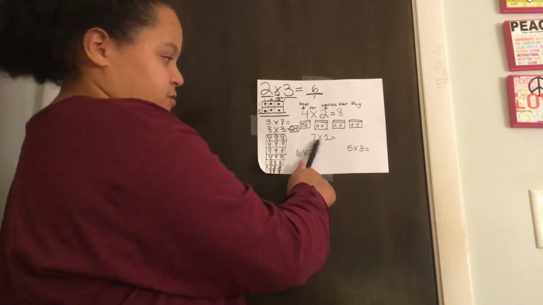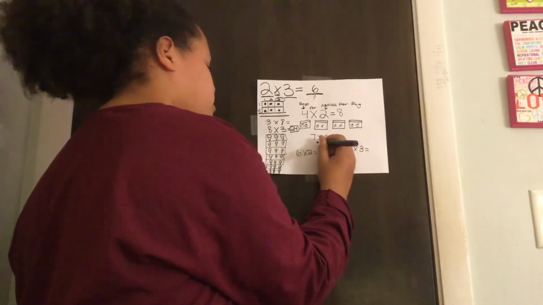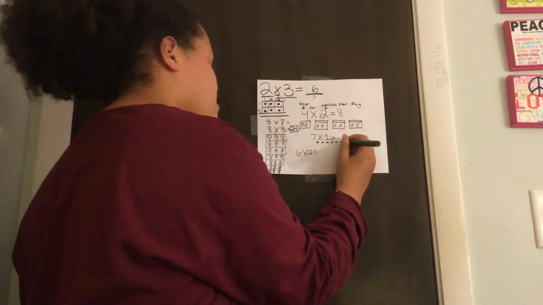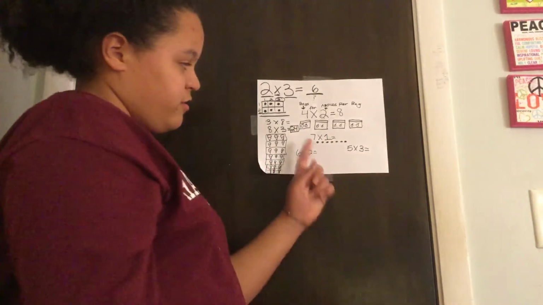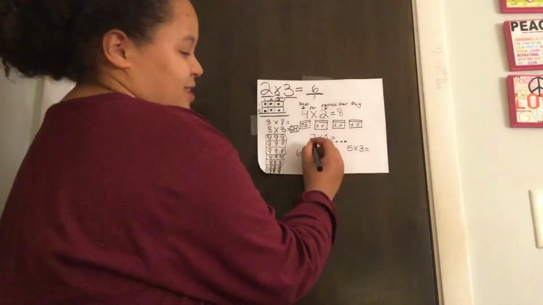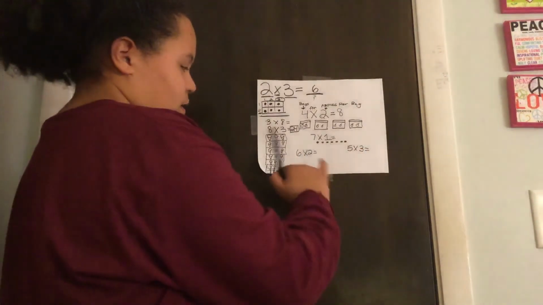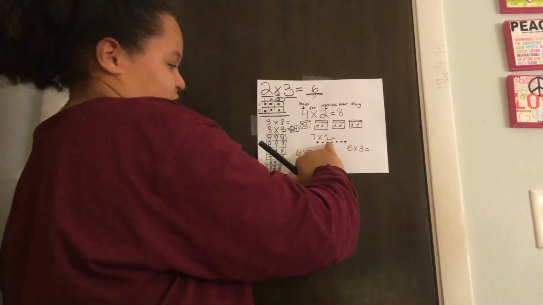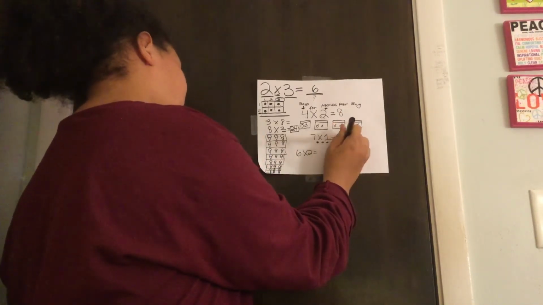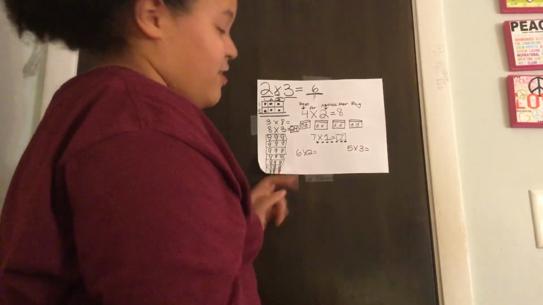So, 7 times 1 is 7 groups with 1 in each group. So we have our 7 dots here because we have 7 and there's only 1 group. So we can count it out. 1, 2, 3, 4, 5, 6, 7. And our answer is 7. So we have 7 dots right here.